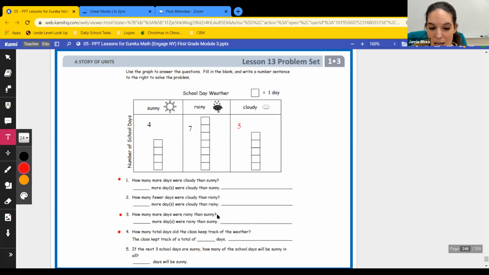How many more days were rainy than sunny? Blank more days were rainy than sunny. Come up here and look. How many total days did the class keep track of the weather? The class kept track of a total of blank days. Remember, that's the one where you're going to add up all 3. Okay, so be very careful.